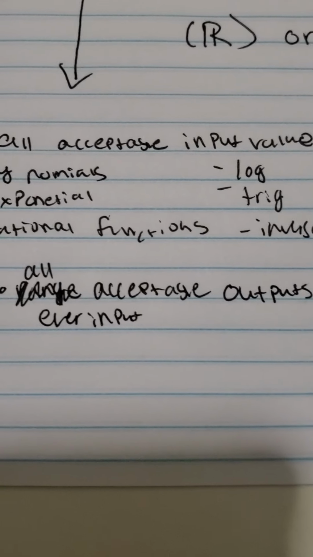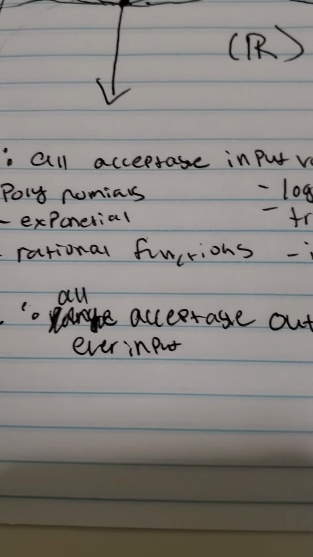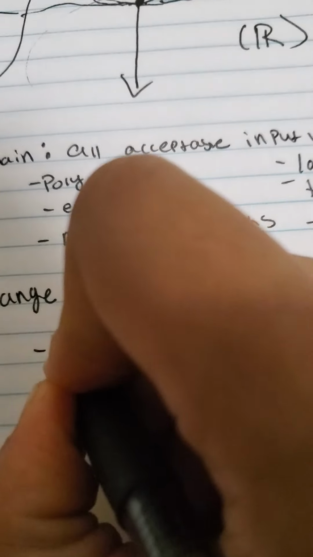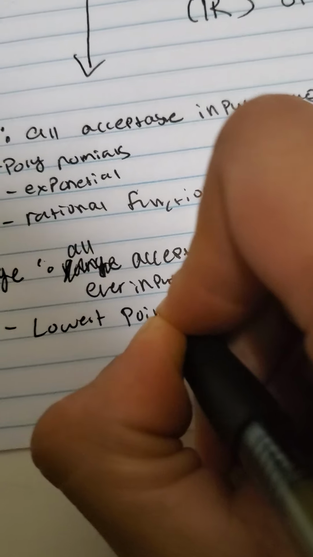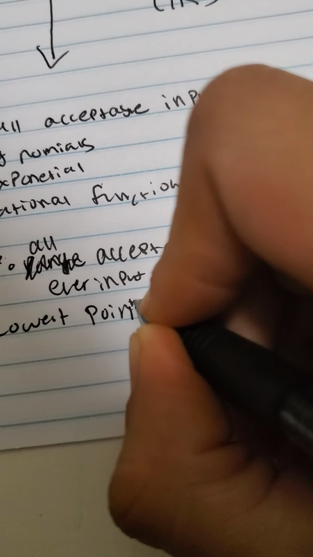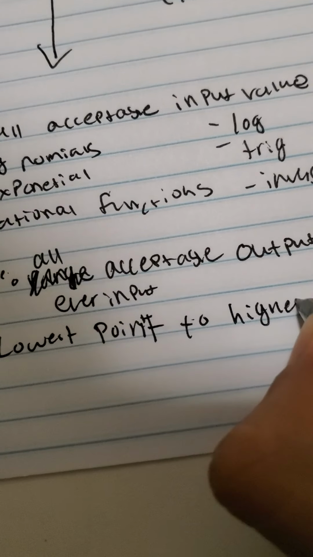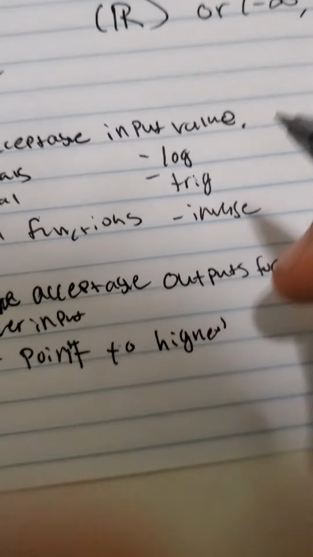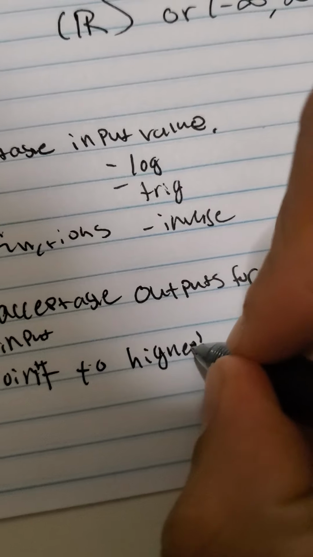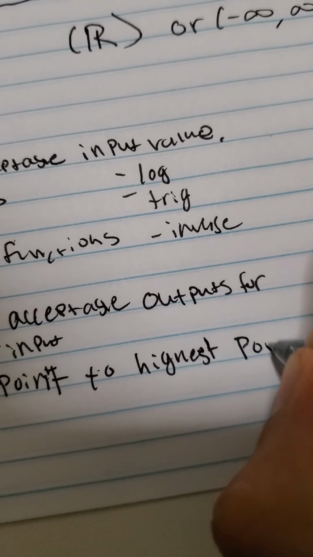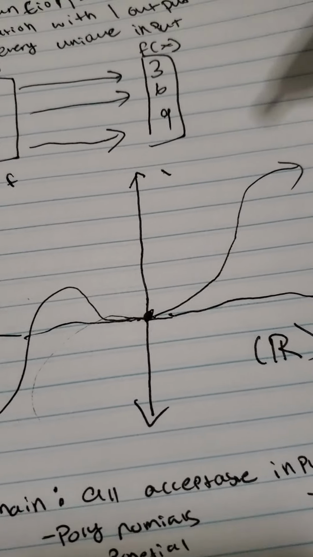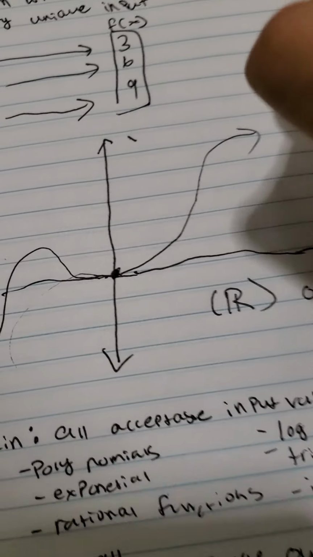Okay, and so that goes from the lowest point to the highest. Sorry, guys. Okay. So let's keep this in. All right. So the range is all the output values.